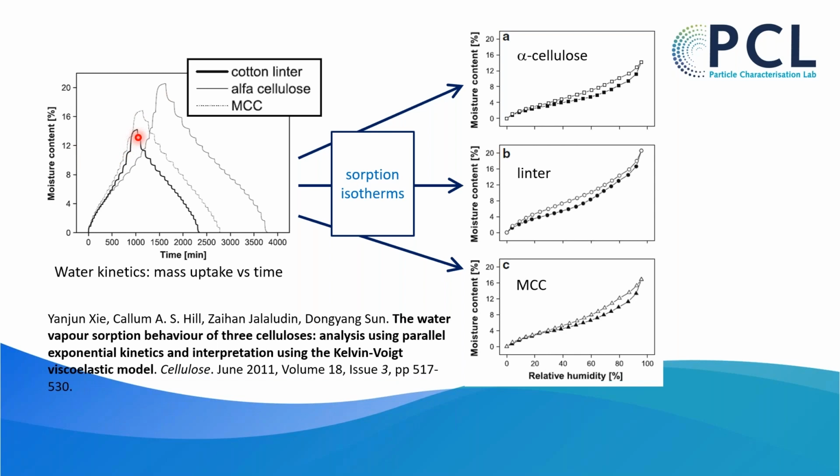For example, you see over here that the cotton linter takes up about 14%, whereas the alpha cellulose has taken up about 21%. So there's significant differences in the amount of water dissolved in those materials.